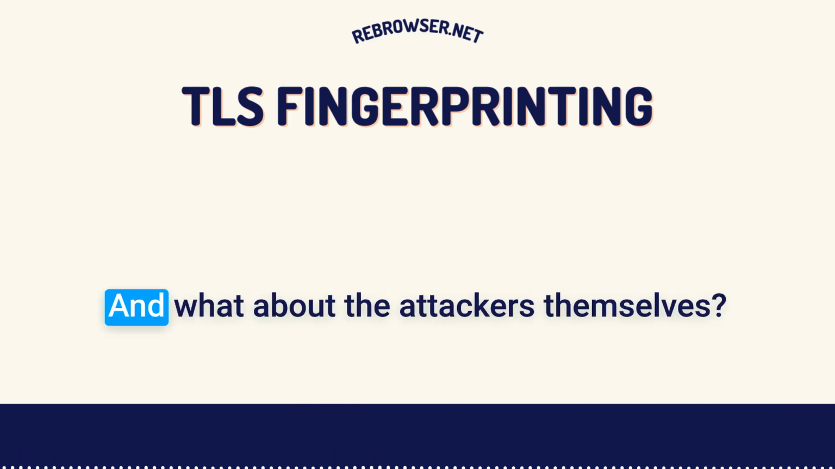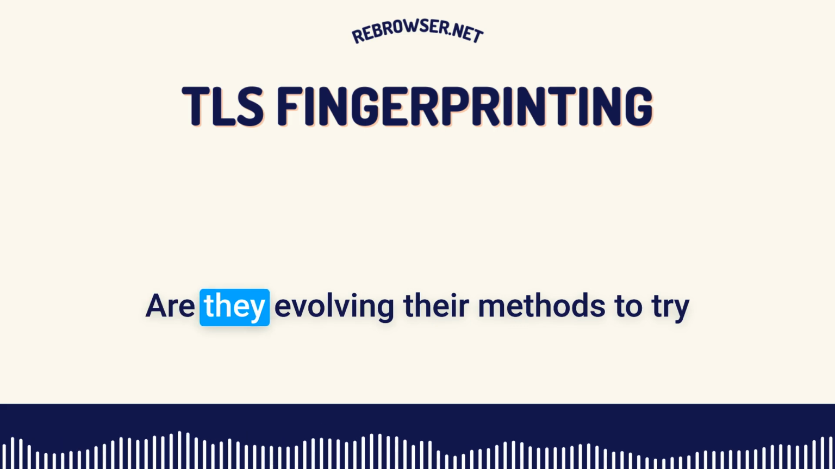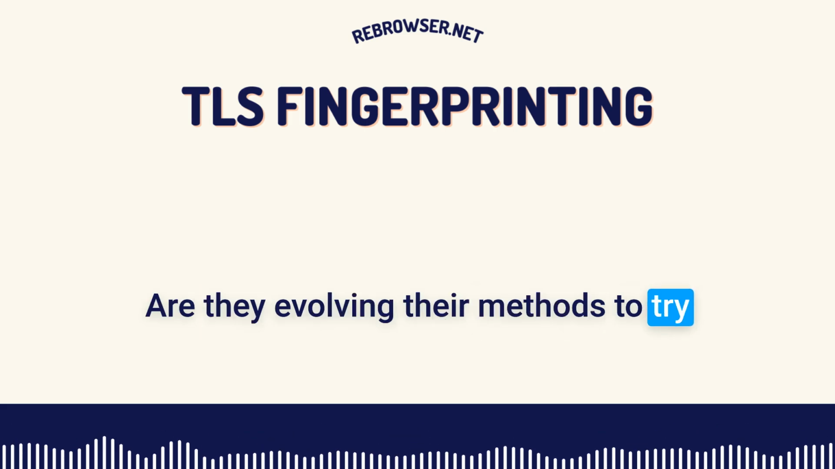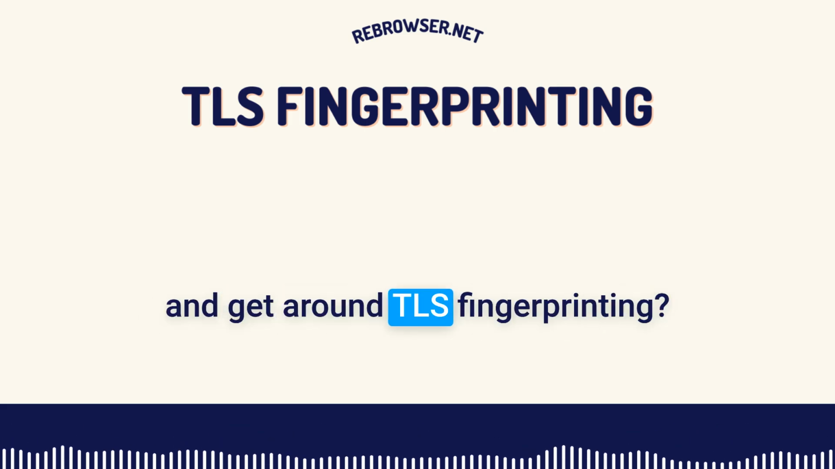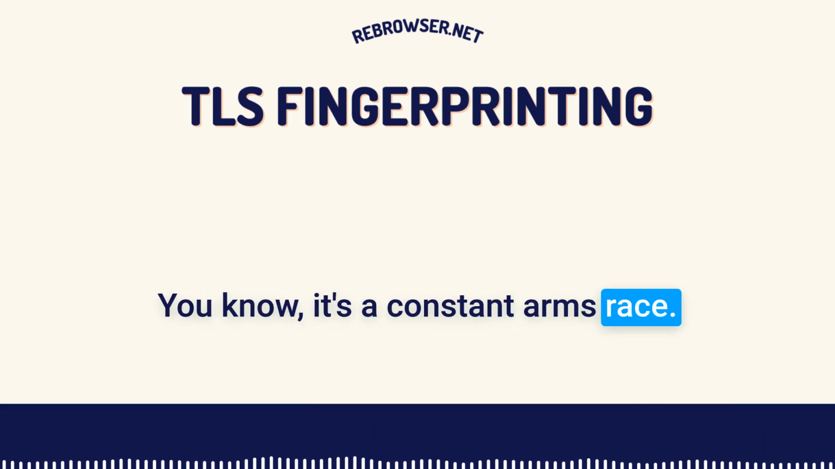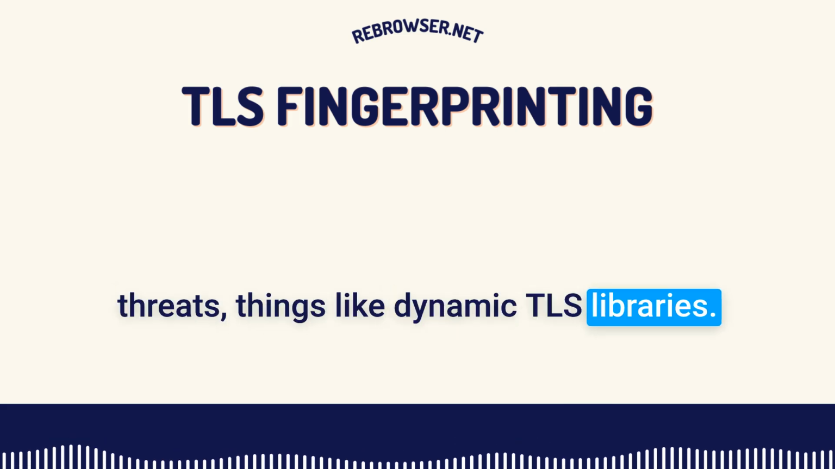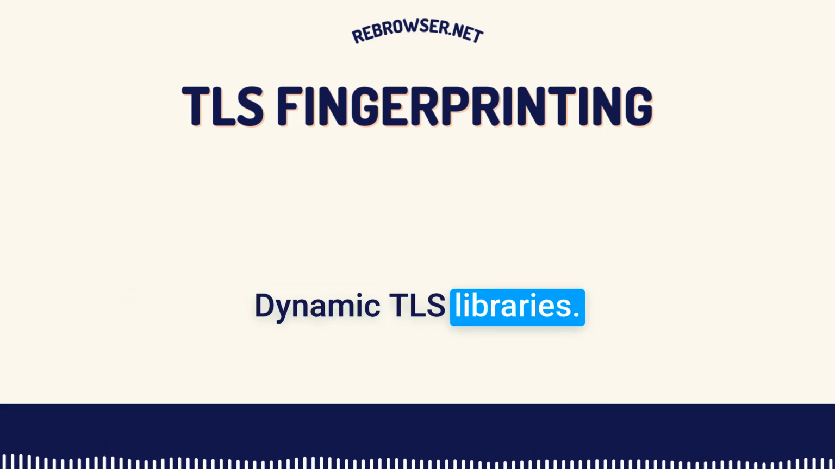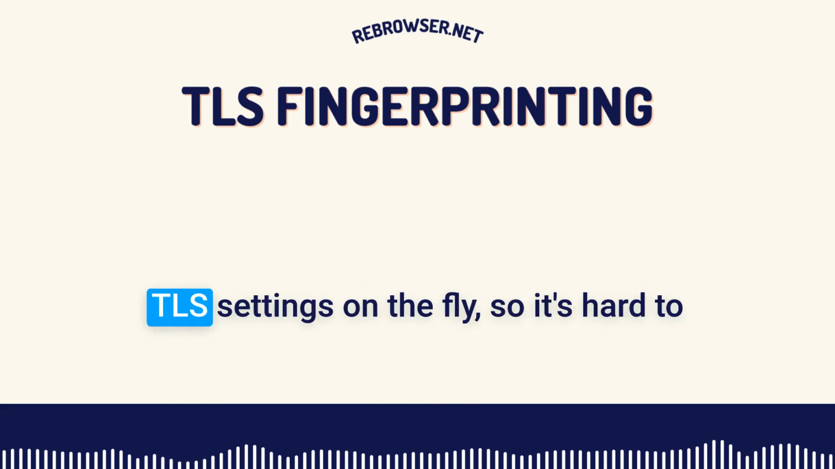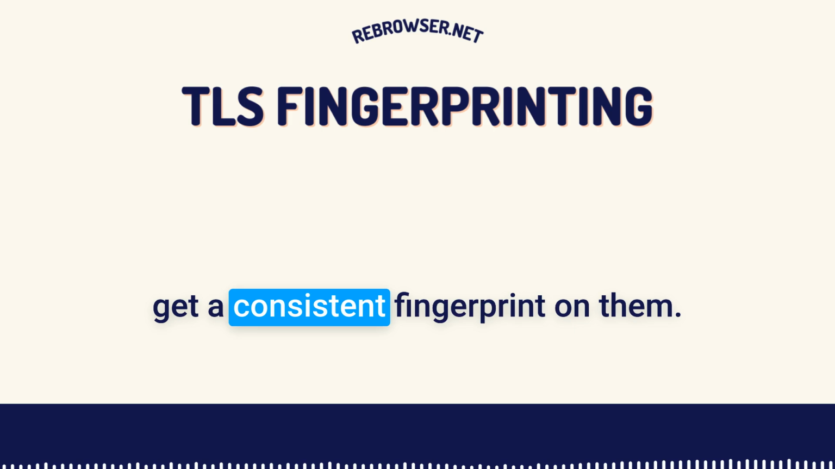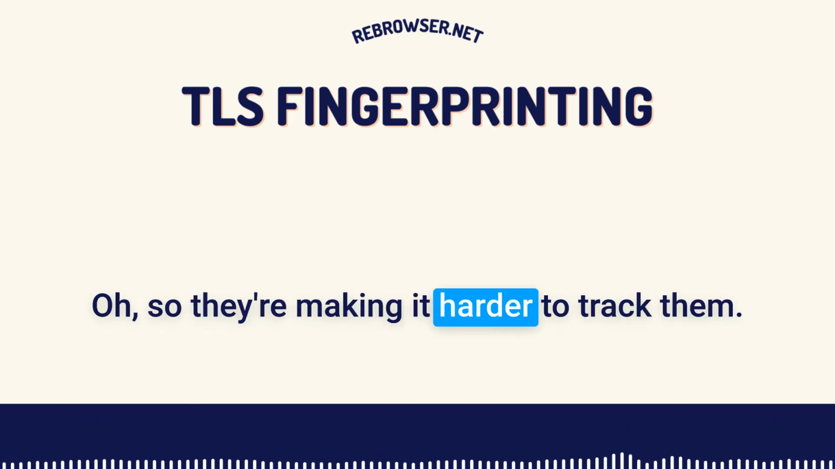Yeah, that makes sense. And what about the attackers themselves? Are they evolving their methods to try and get around TLS fingerprinting? They are. It's a constant arms race. The guide talks about some emerging threats, things like dynamic TLS libraries. It lets attackers constantly change their TLS settings on the fly, so it's hard to get a consistent fingerprint on them. Oh, so they're making it harder to track them.